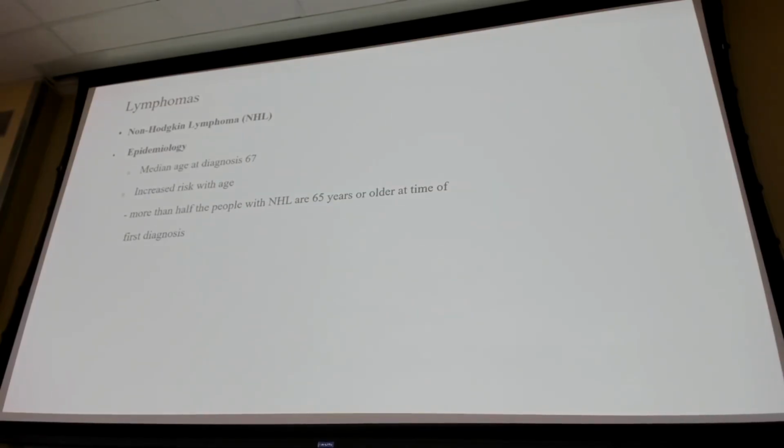Median age, 67. Like all the other cancers we talked about. CLL was a disease of young or old? Old. Cancers in general, we said, are a disease of the elderly because it takes time for those mutations to take place. Increased risk with age, yes. Got it.